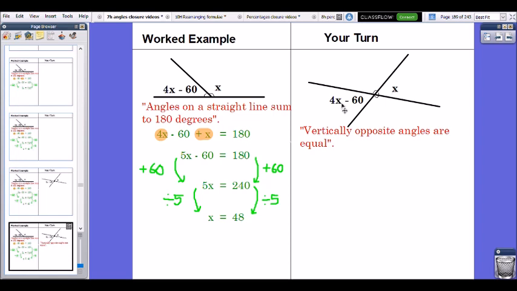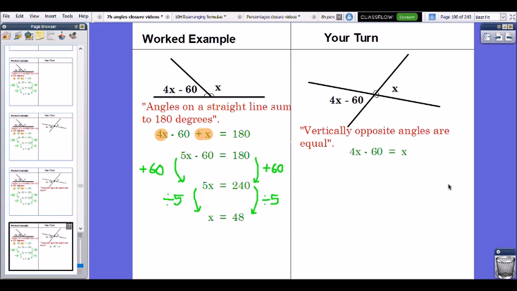So if these two angles are equal, how can I make an equation out of these two angles? If they are equal, what can I put between them? Well, if they're equal, I'm just going to put an equal sign in between them, because that means that these two angles must be the same. Now I have an equation to solve.